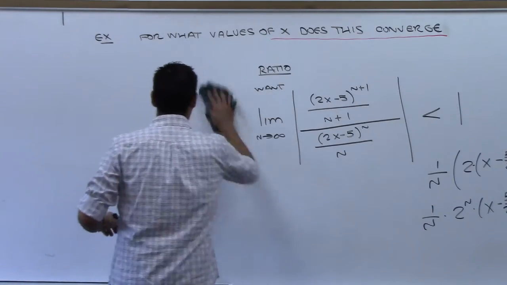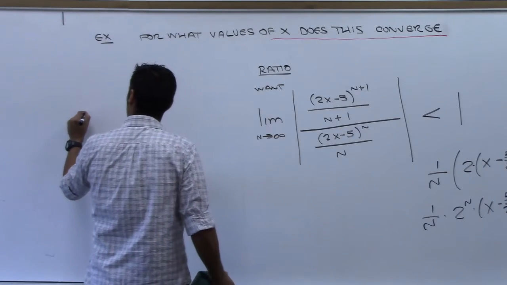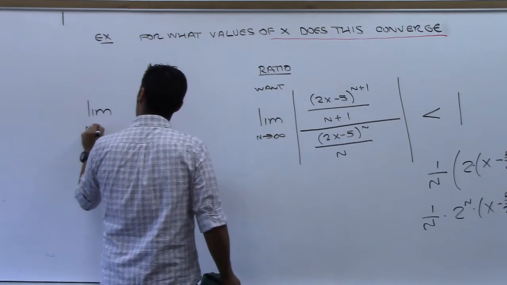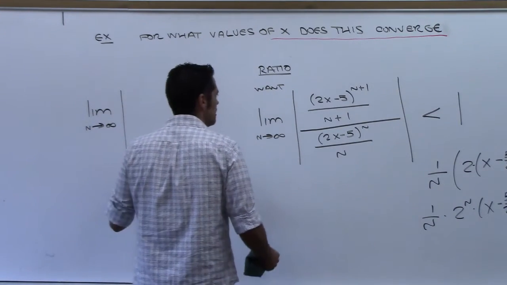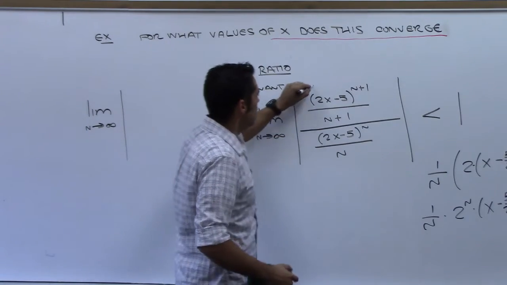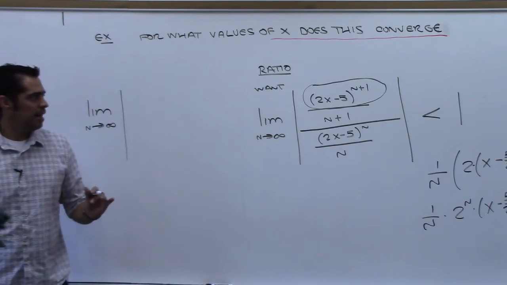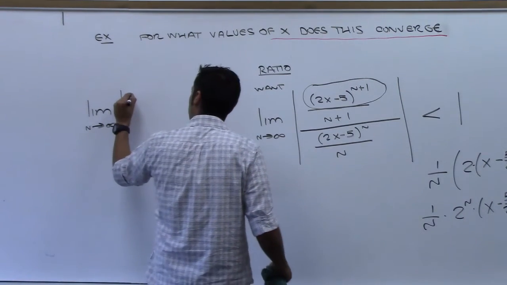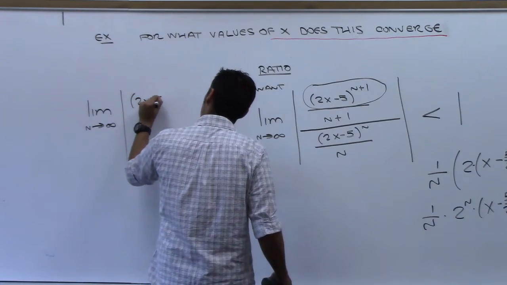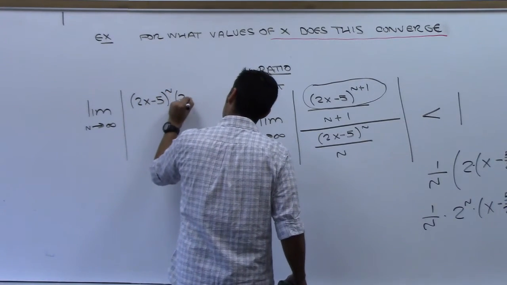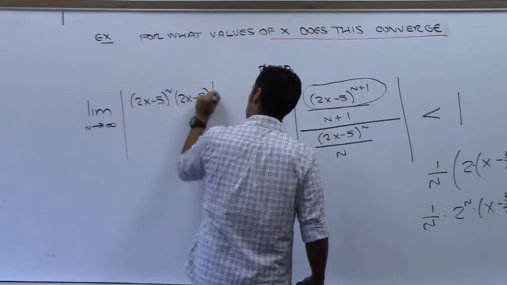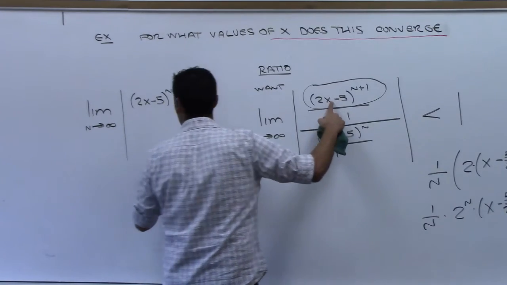So we get the limit as n goes to infinity. Let's go ahead and do what we need to do here. What can I do with that top piece? Separate it as 2x minus 5 to the n, and then 2x minus 5, the whole thing to the 1. That's what that is.